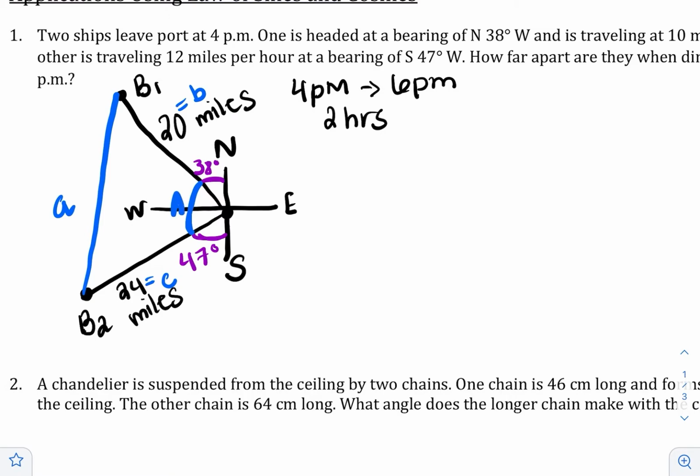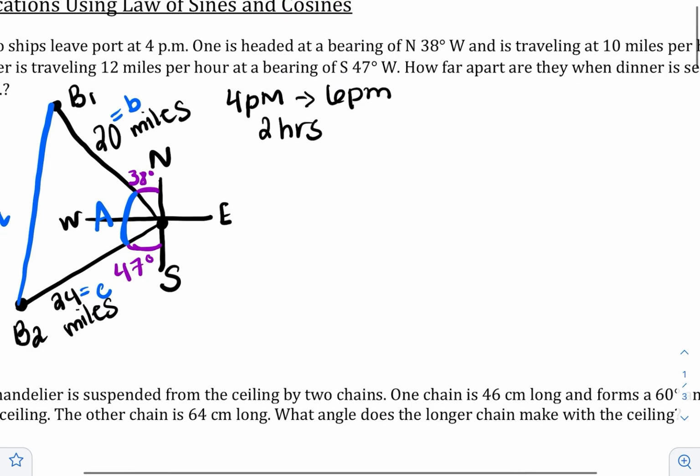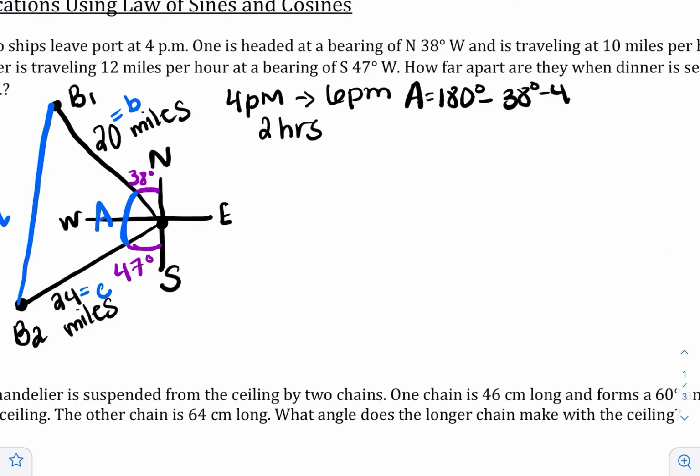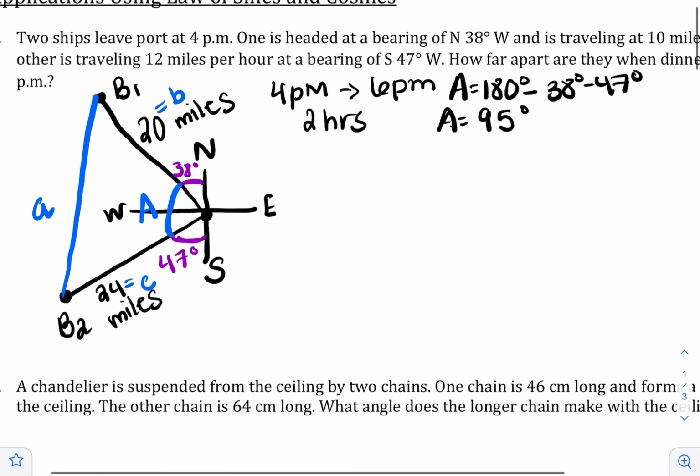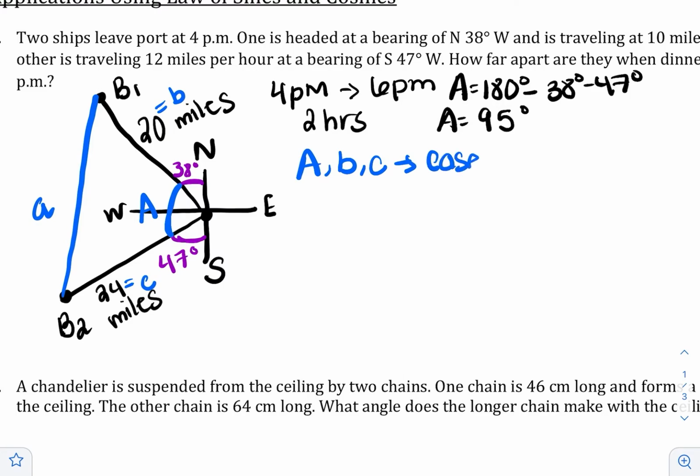This is going to be angle A. Let's make it a little bigger. So angle A is equal to 180 degrees minus 38 minus 47, because again, it makes a supplementary angle together. So A is going to be 95 degrees. So what do I have? I have big A, little b, and little c. So 2 sides and 1 angle that's not matching. I am in case 3.